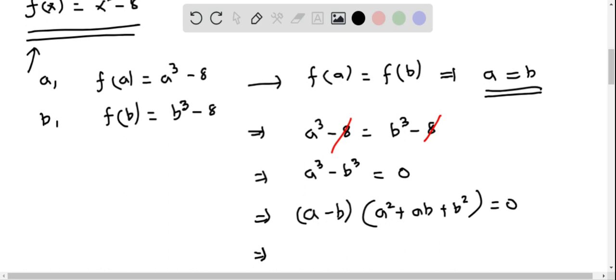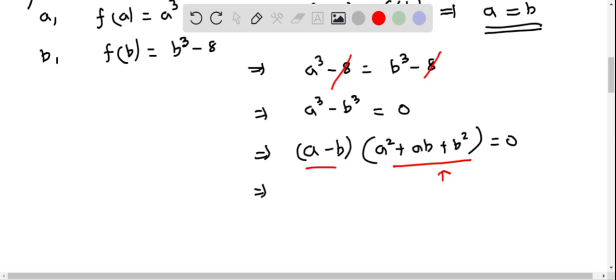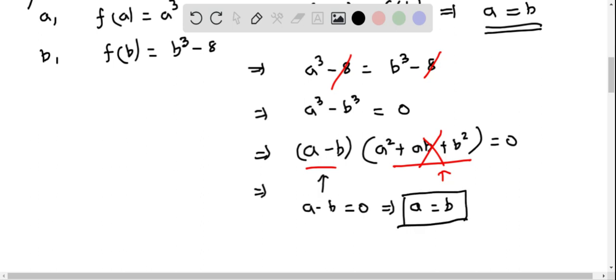This implies either this term is 0 or this term is 0. When you set this term to 0, it does not have real solutions; it gives solutions as imaginary numbers. So we can ignore this and take only this equation. We let a minus b equal to 0, which implies a equal to b. So we get the result a equal to b if we let f of a equal to f of b, which means this function is one-to-one.